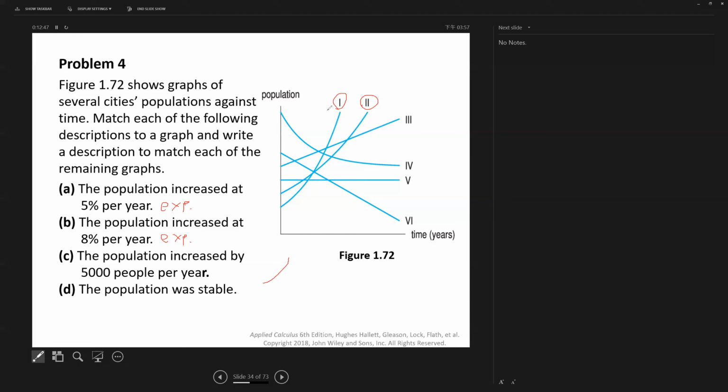That's right, the answer is 1, right? 1 actually goes up much faster than 2, right? So this one would be the 8% one, and this one will be the 5% one. Given that these 2 are the only ones that look like exponential growth functions specifically, this one would be 8% and this one would be 5%.